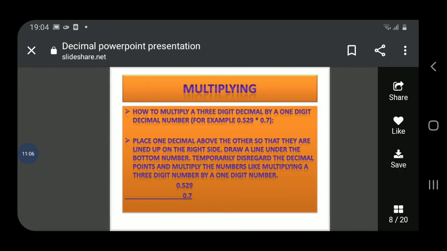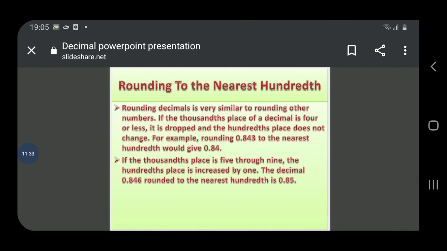Place one decimal point above the other so that they are lined up. Okay, we just line it up like this, as we understood in other classes. So draw a line under the bottom number. Temporarily discard the decimal points and multiply the numbers like multiplying a 3-digit number by a 1-digit number. But don't forget to put the decimals back.